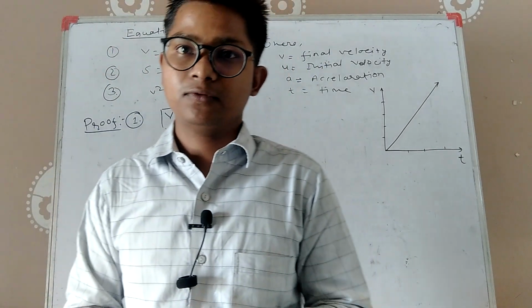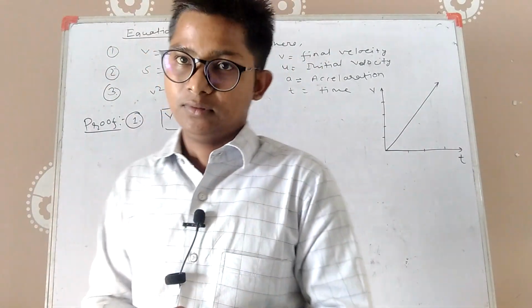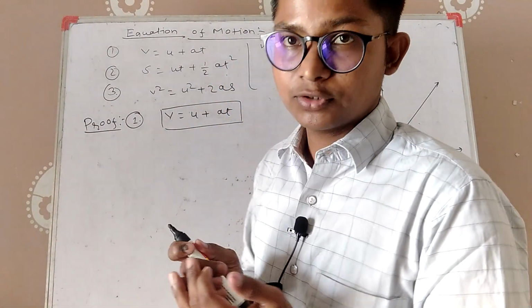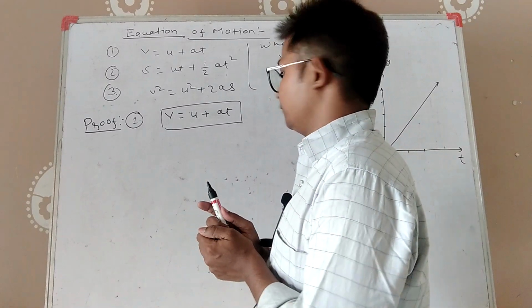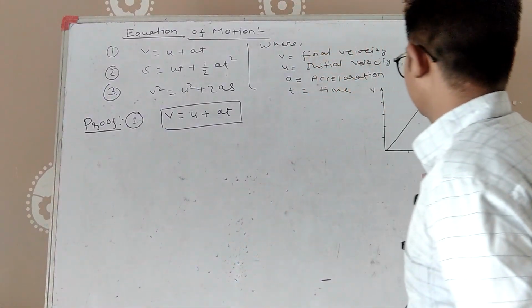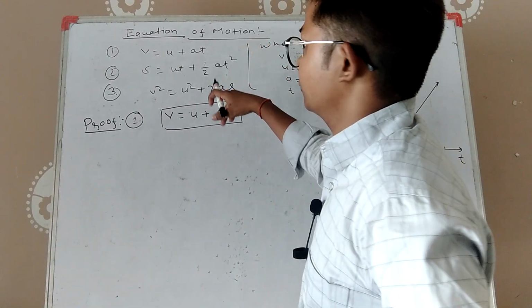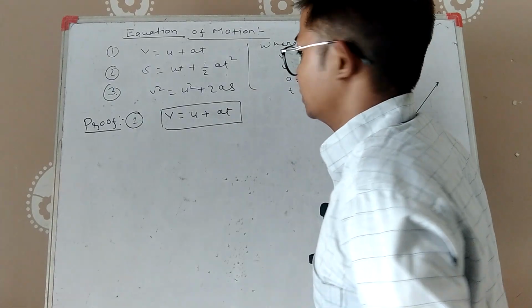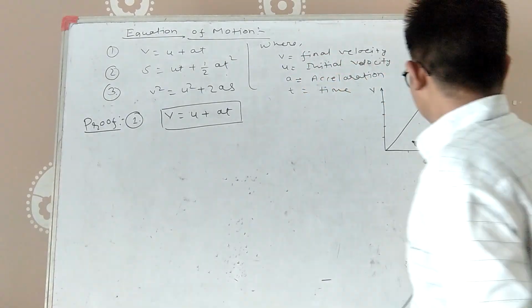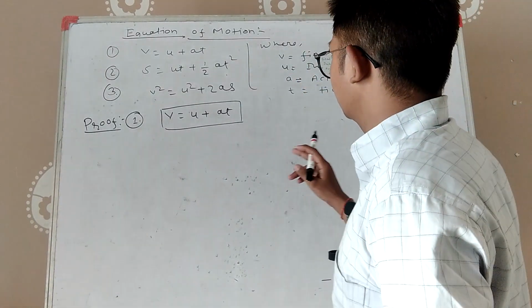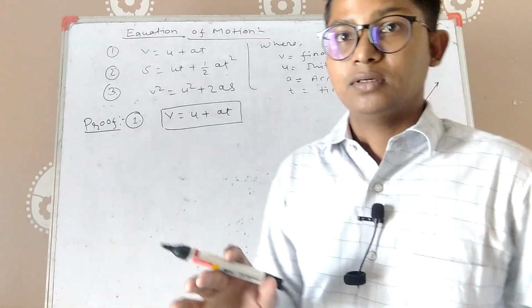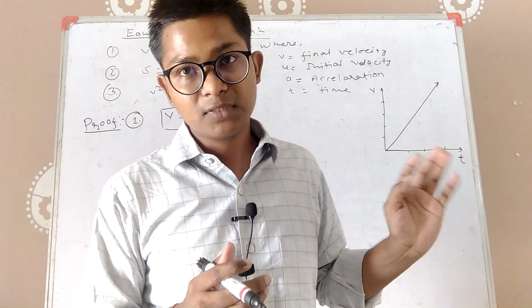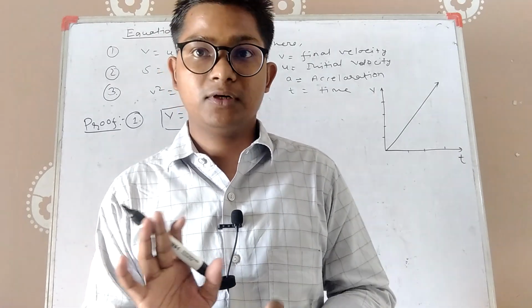Let's continue the proof of the first equation of motion. We see that for describing a uniform or linear motion, we have defined a velocity-time graph. Here we have the equations of motion: v is final velocity, u is initial velocity, a is acceleration, and t is time. If you want the acceleration of an object, we can find it from this velocity-time graph.